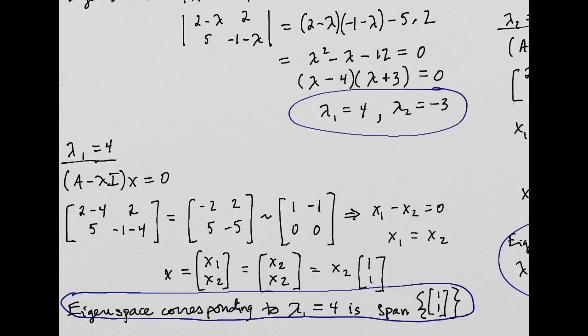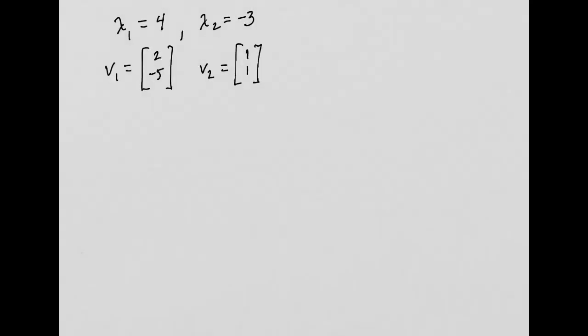So the last thing we have to do is to diagonalize A. So if we look at the eigenvalues and the eigenvectors, the corresponding basis vectors for each eigenspace, we know we can diagonalize A because the eigenvalues are distinct. We have a theorem that tells us that A is diagonalizable if the eigenvalues are distinct.